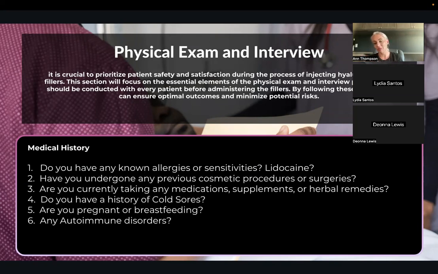You want to know additionally what medications they're taking and herbal supplements, because if they are taking something like a fish oil, that can cause them to bruise or to bleed a little bit more. You just need to know that so you can prep the patient.